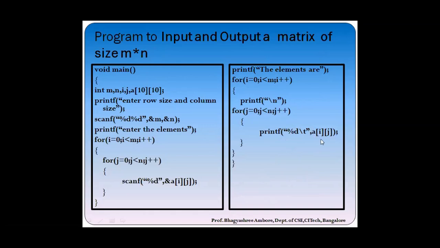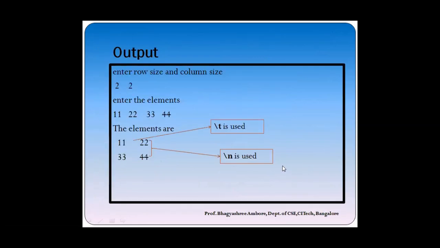Rest all is the same. So if you want to print two matrices, first you have to declare the size of the matrix, row size, column size, and the two-dimensional array. Then read the size of matrix 1, then read the elements of matrix 1, then read the size of matrix 2, read the elements of matrix 2, print the elements of matrix 1, print the elements of matrix 2. Clear? I hope you have understood.